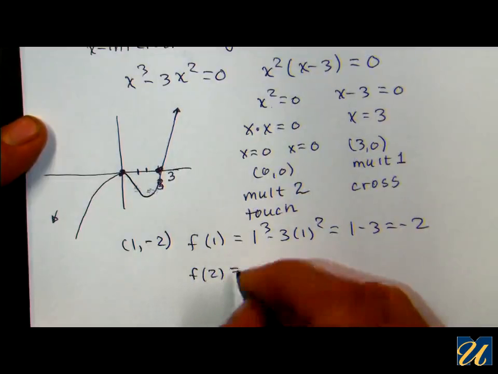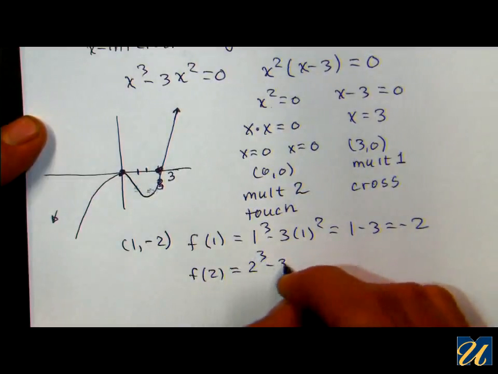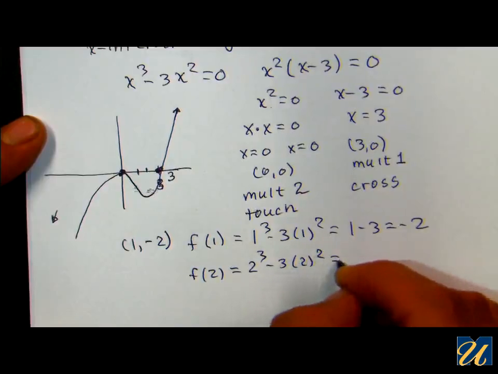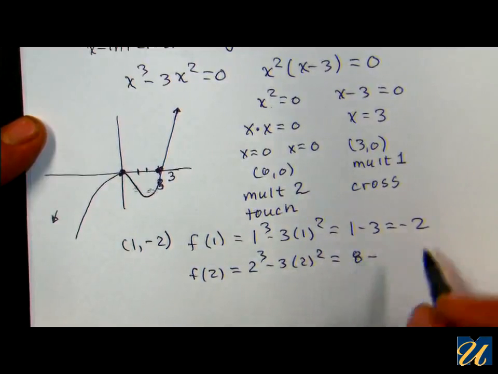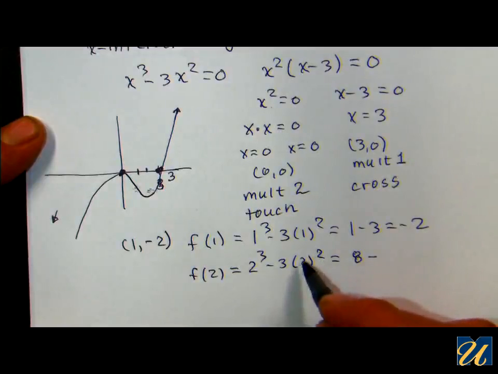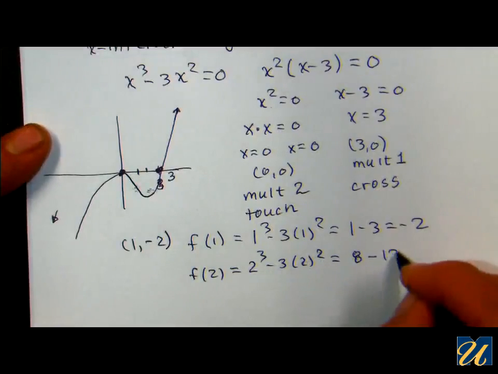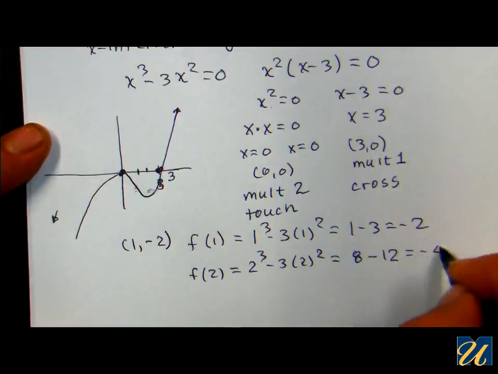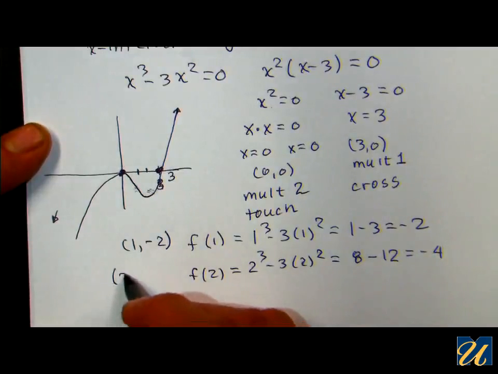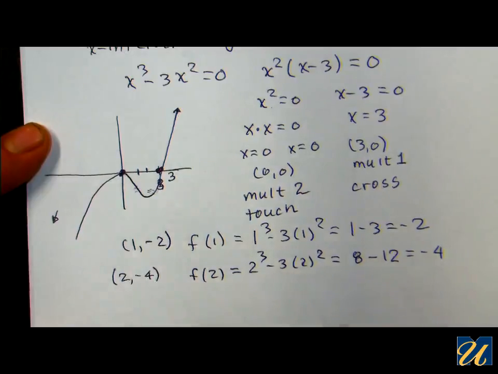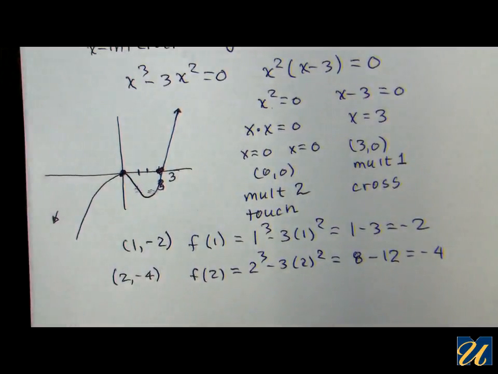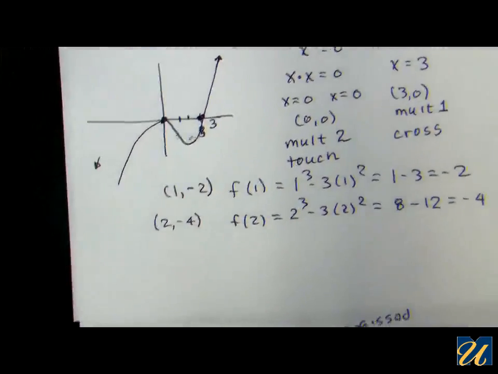Let's find f of 2. 2 cubed minus 3 times 2 squared. That's 8 minus, 2 squared is 4. 4 times negative 3 is negative 12. 8 minus 12 is negative 4. So that's 2, negative 4. Okay, that means we can draw a slightly more accurate graph here.